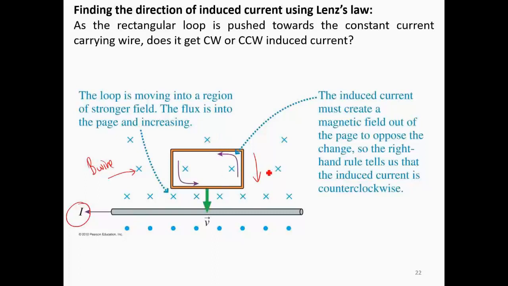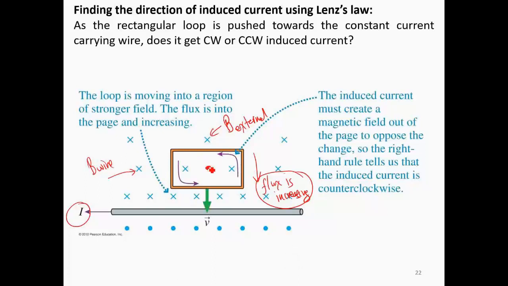The magnetic field is into the page, and since this coil is moving towards the wire, the flux is increasing. The magnetic flux through the coil is increasing because it is going towards the stronger and stronger field produced by the wire. So Lenz's law says if the flux is increasing, the induced current has to oppose it. The external magnetic field is into the page, so the coil will produce an induced field in the opposite direction.